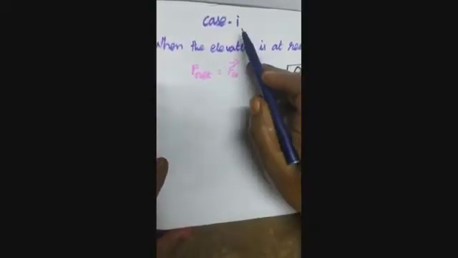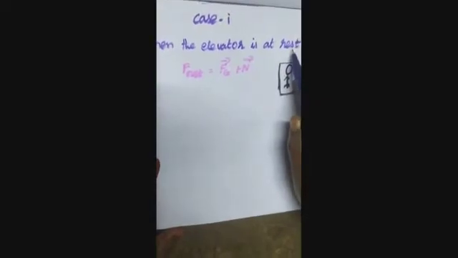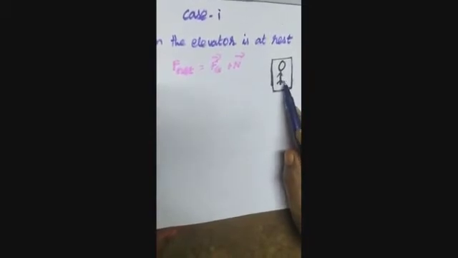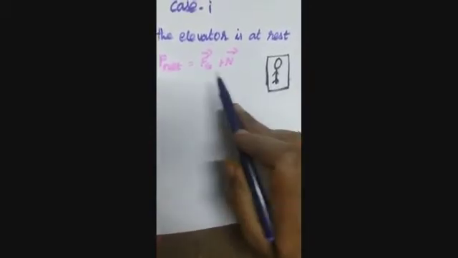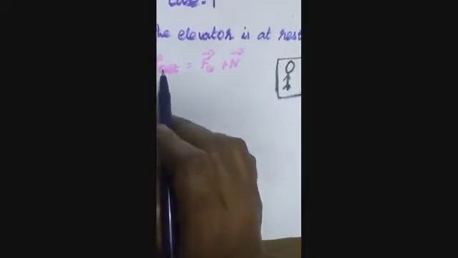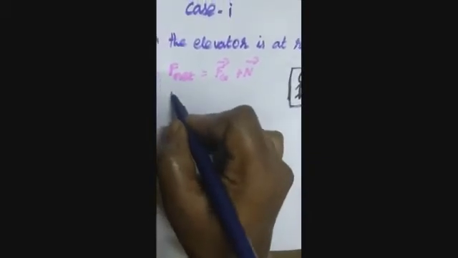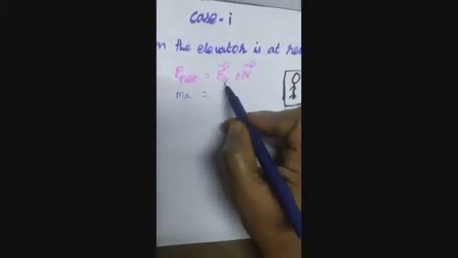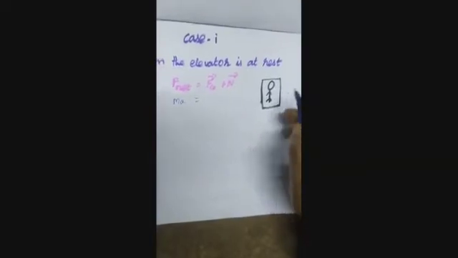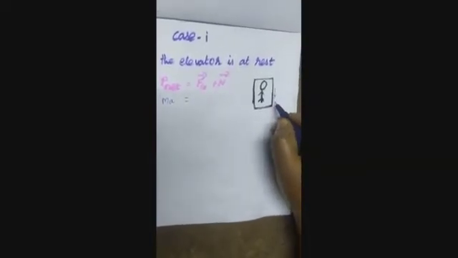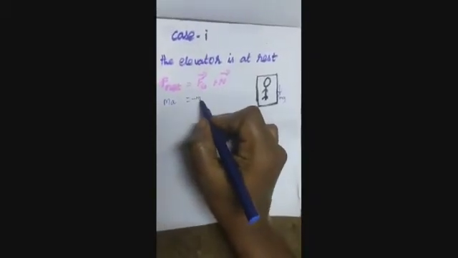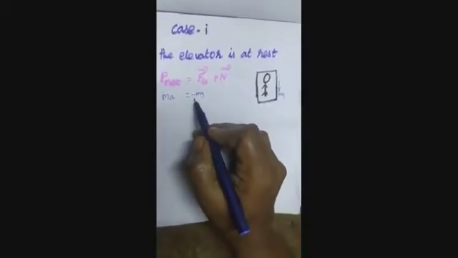Now we discuss the first case. In the first case, the elevator is at rest, and inside it the man is also at rest. So the total force acting on the man equals the gravitational force plus the normal force. According to Newton's second law, F is equal to m into a. Fg represents the gravitational force, which acts downward, and it is mg, so we write minus mg.